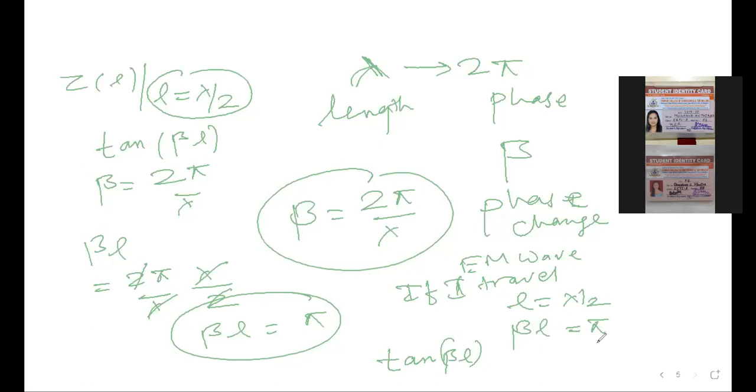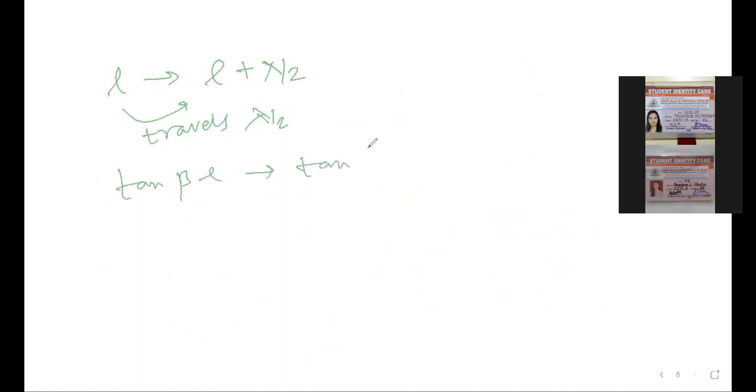So if I am at L and I am going to L plus lambda by 2, I mean, if the wave travels lambda by 2 distance, my tan of beta L will transform to tan of beta L plus lambda by 2. So that will be equal to tan of beta L plus beta lambda by 2.